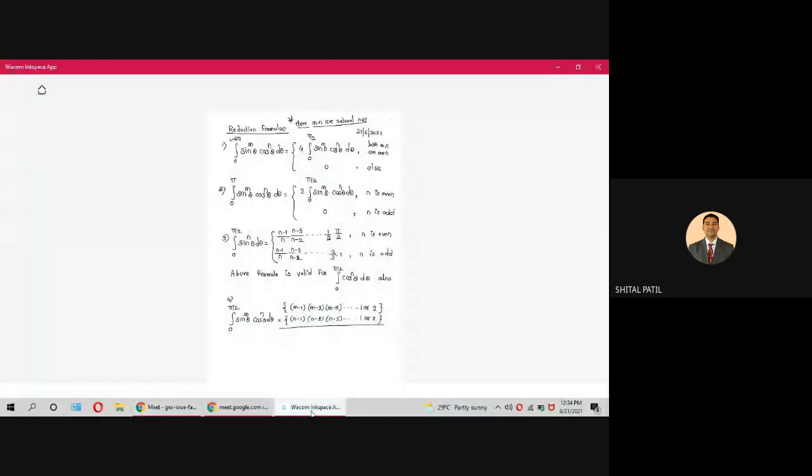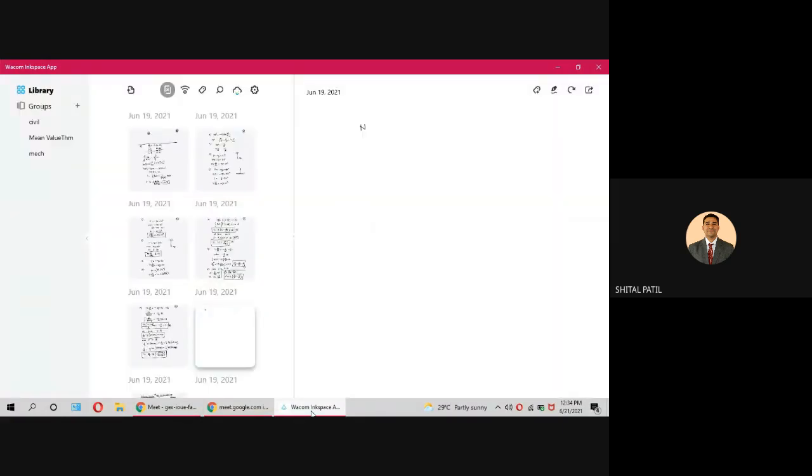Okay. Then in the denominator, see what we have to do. You have to write m plus n. Right? Don't subtract anything. Now from the previous number subtract 2.